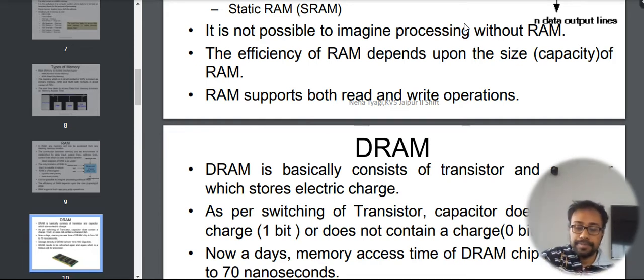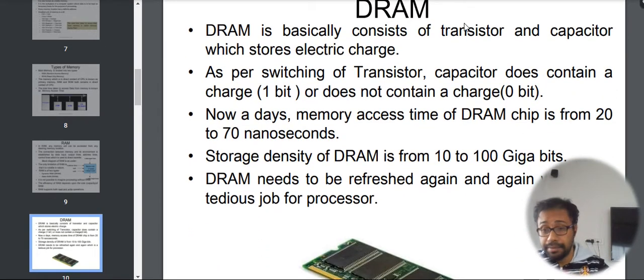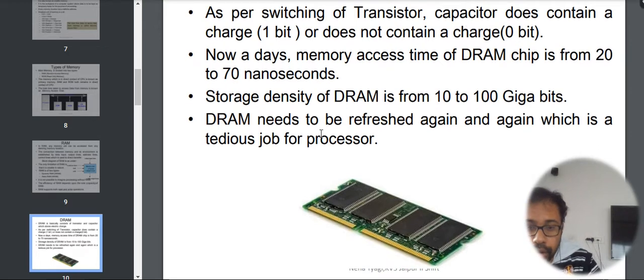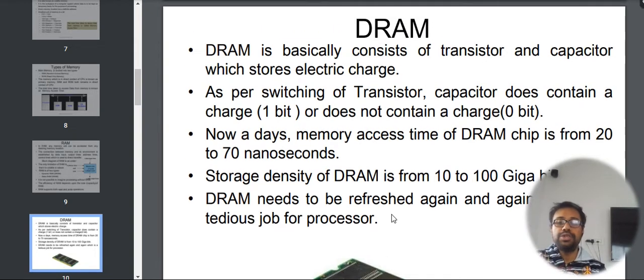Now there are two types of RAM, DRAM and SRAM. Dynamic RAM, D stands for dynamic as I told you. It basically consists of a transistor and a capacitor. Let me show you, there is a diagram. So these are the transistors and there is a capacitor attached to it. As per the switching of the transistor, the capacitor contains a charge for 1 bit and does not contain a charge for 0 bit.